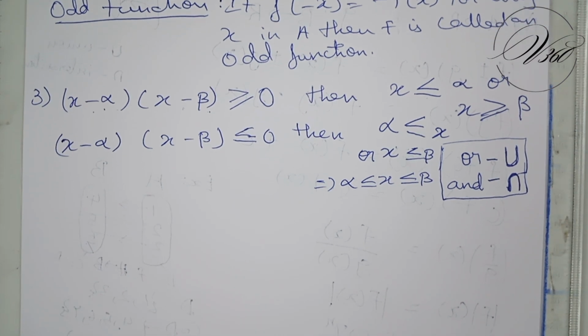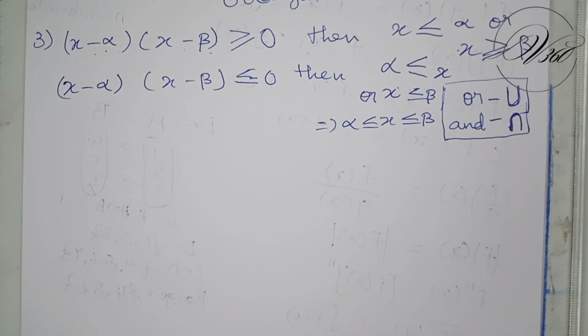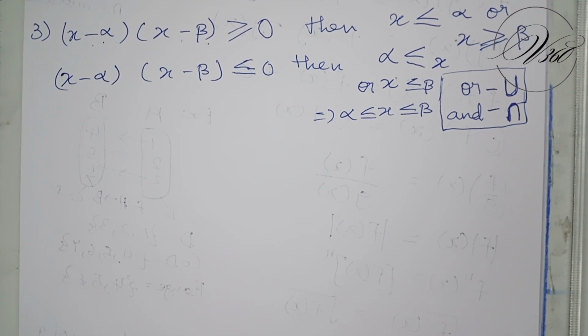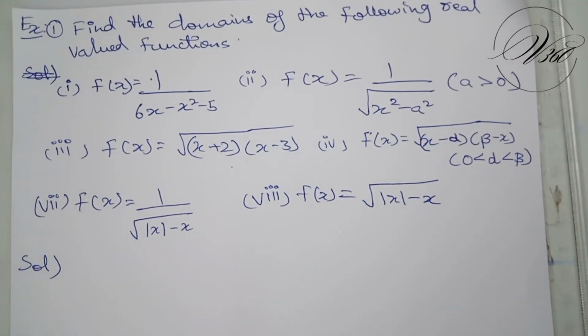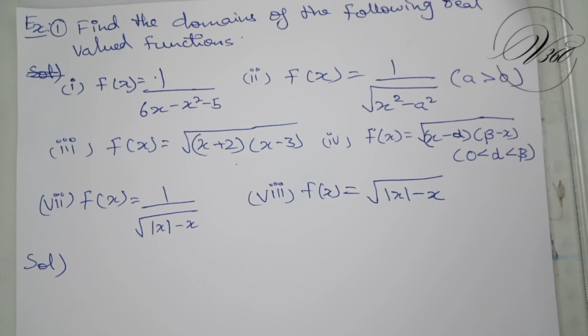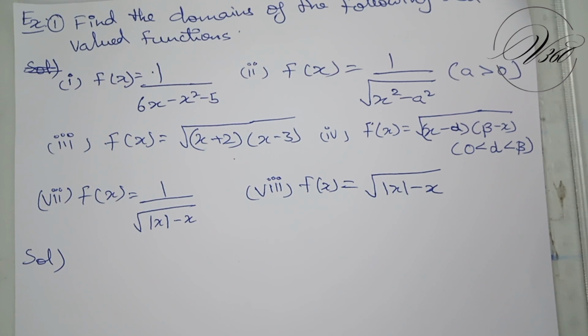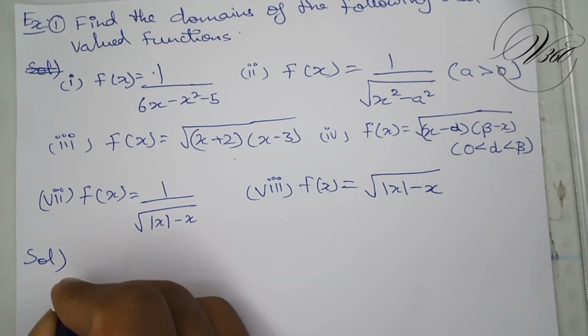Now I am going to explain a simple example so that you can understand the total concept here. A simple problem only. I am with a small example problem here. Now we are going to do the example, that is, find the domain of the following real valued functions. Now the first one is f of x is equal to 1 by 6x minus x square minus 5. First we'll do the first one.